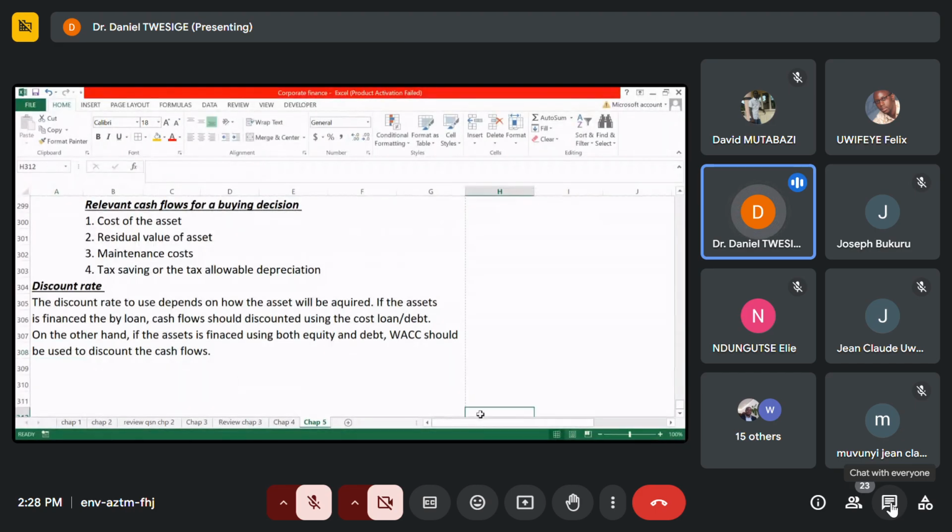So please, that is very important. I've tried to simplify this, to summarize it in a way that it can be easily understood. The discount rate that we are going to use is going to depend on how you are going to finance that particular asset. Whether you are using equity, you are using debt, you are using a loan. So what you need to look at, what are the relevant cash flows, and then how the asset is going to be financed. Then from there, you can be able to discount.